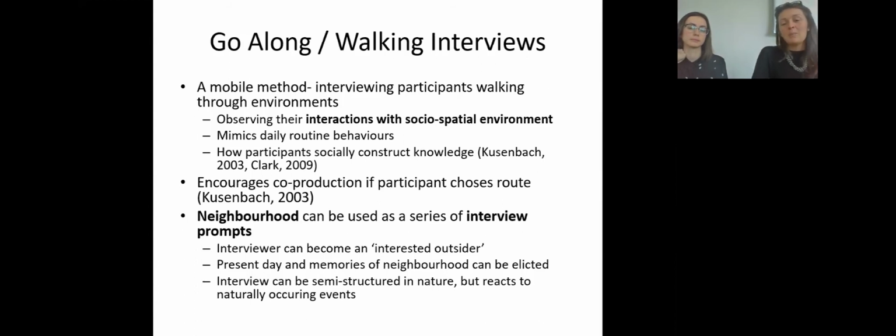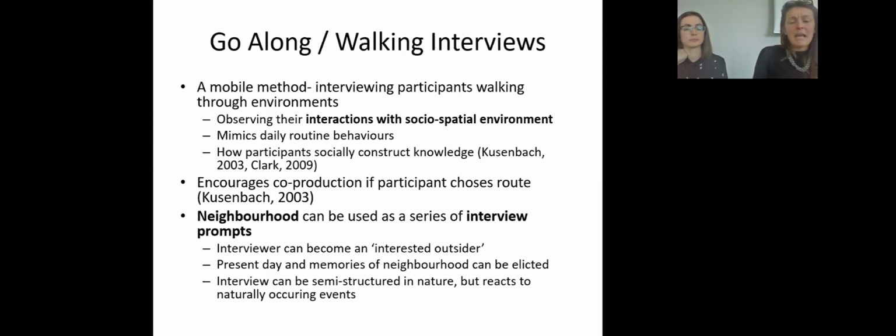So the neighbourhood can be used as a series of interview prompts. And here the interviewer can become the interested outsider. And present day and memories of the neighbourhood can be elicited. So again, some similarities with photo elicitation. This idea that moving through these spaces and places can elicit memories and also issues and instances that are very present in the everyday that perhaps wouldn't be elicited in a normal conventional one-on-one interview or focus group.